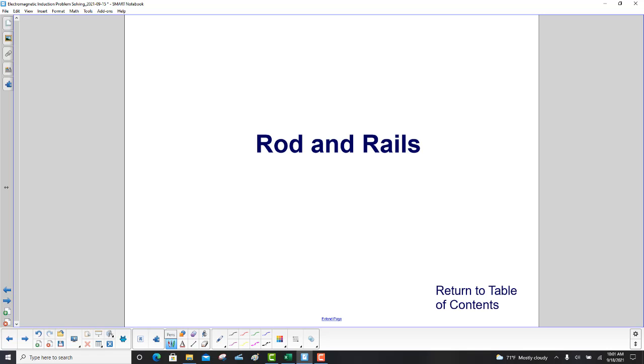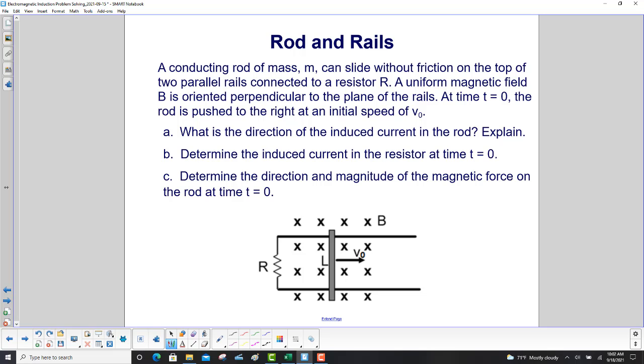Rod and rails. A conducting rod, over here, of mass M can slide without friction on the top of two parallel rails connected to a resistor R. A uniform magnetic field B is oriented perpendicular to the plane of the rails. It's the X's here. At time equals 0, the rod is pushed to the right at an initial speed of V0. A. What is the direction of the induced current in the rod?